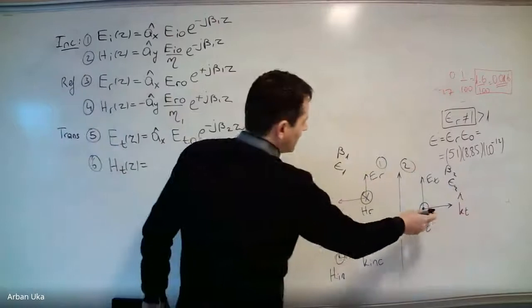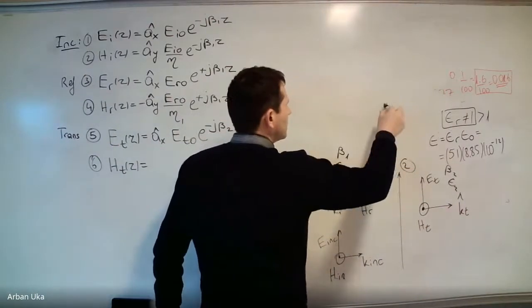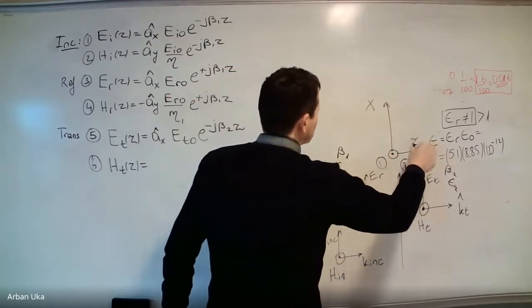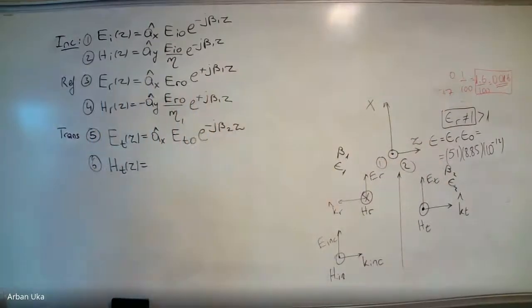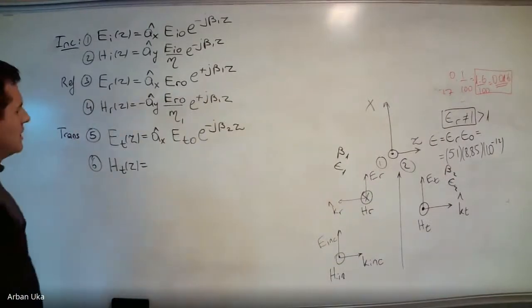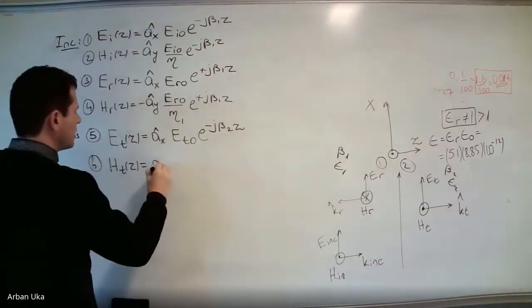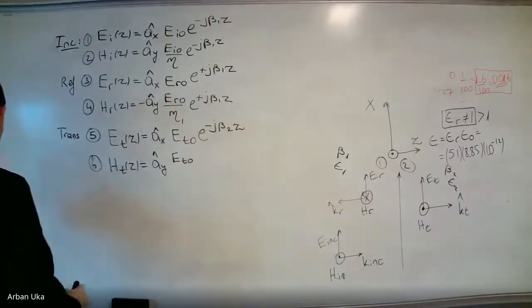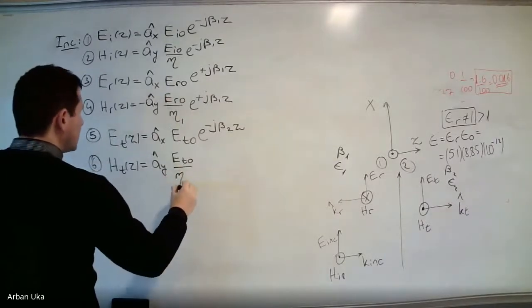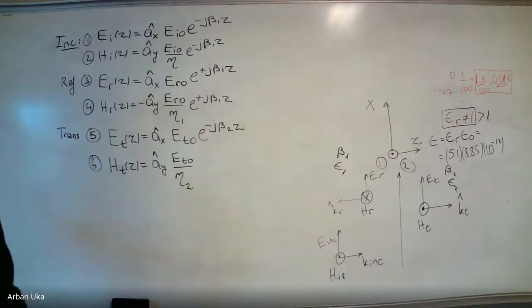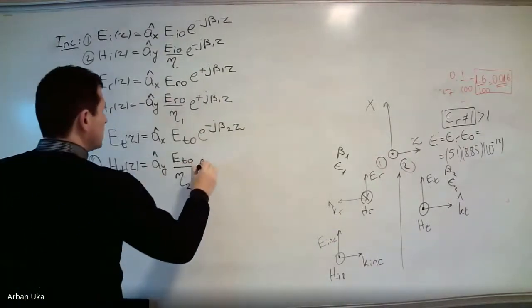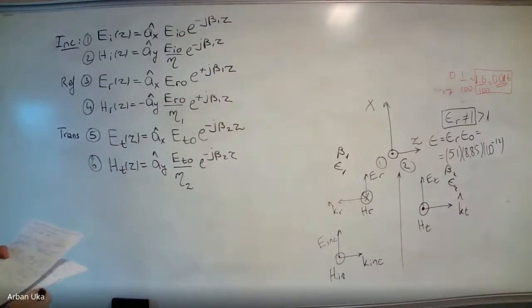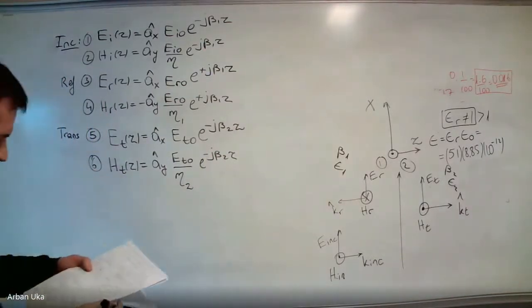Similarly, H_t of z, this is equal to what? How did we denote this one? It looks like it's pointing out of the board. So again, this is x, this is y, and this is z. Then here, H_t is equal to a_y, pointing out of the board, times E_t0, divided by eta 2 now, because we have the second medium, times e to the power minus j beta 2 z. Okay, so with all of these equations, what is the next step?